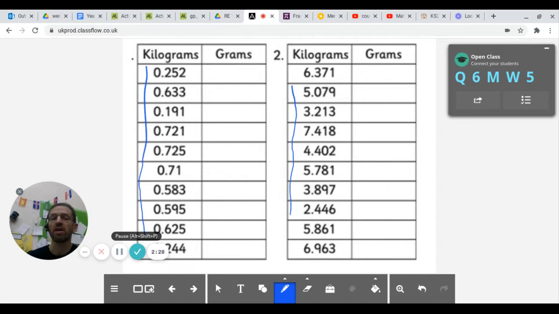So if I was to weigh something like this cup and it came out as 600 grams, I know it's going to be a lot less because there's 1,000 of these in 1 kilogram. So if this weighed 600 grams, I know that it's going to be less than a kilogram. So let's see how we can do that multiplication, changing kilograms into grams. Find something a little bit heavier here.